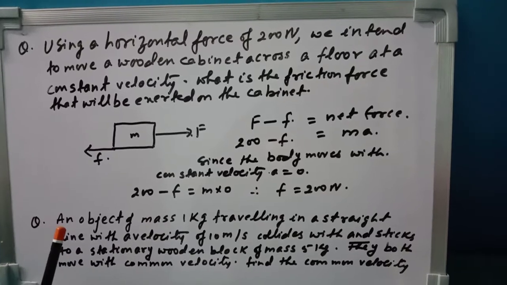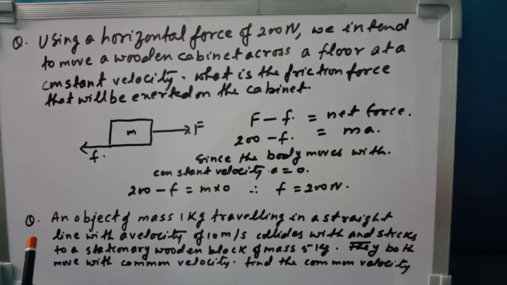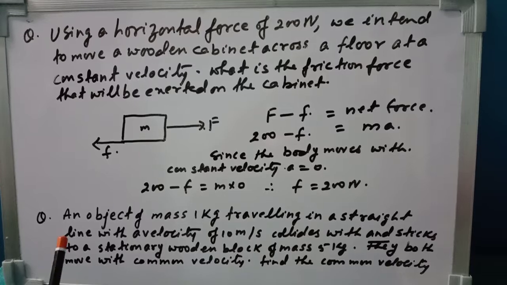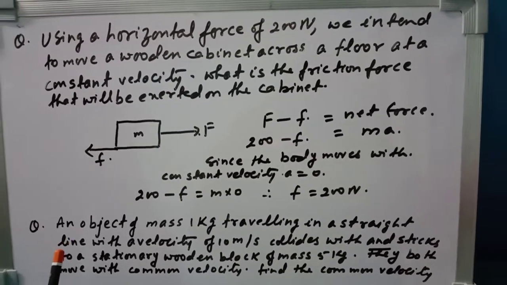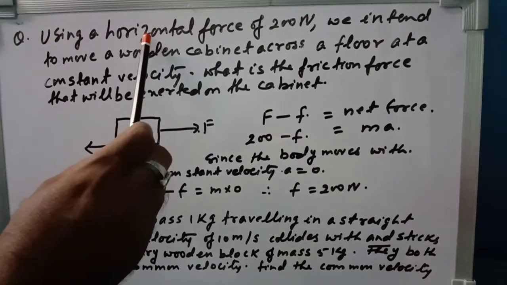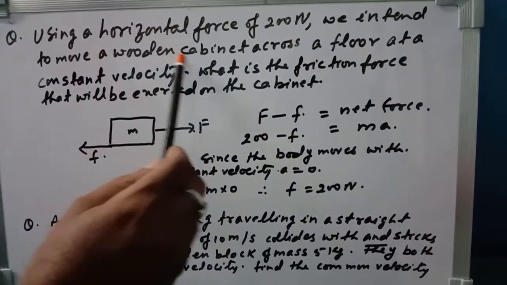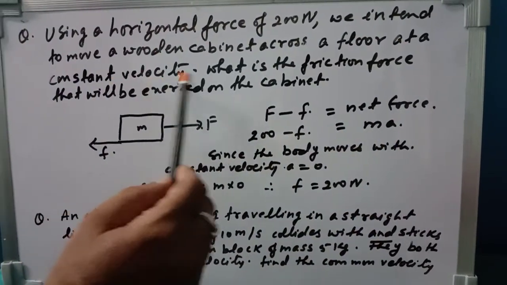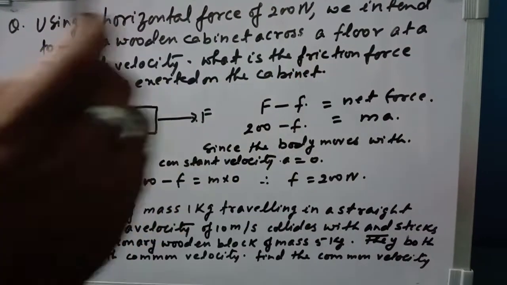Yes, students, we have completed our theoretical portions and I have also given you the solutions of some of the questions of NCERT. Today again we are discussing the video solution of some NCERT questions and some other questions. Here the question is given as: using a horizontal force of 200 Newton, we intend to move a wooden cabinet across a floor at a constant velocity. What is the frictional force that will be exerted on the cabinet?